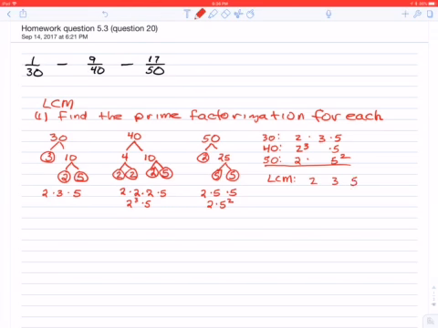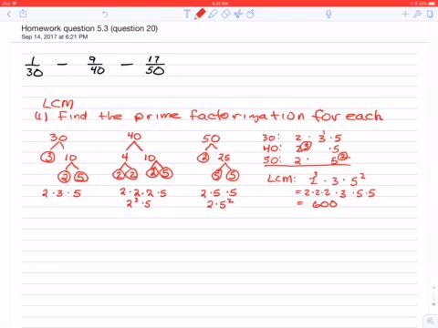Now, if any of these factors have exponents, I'm going to use the largest one. So for the 2's, the largest exponent is a 3. For the 3, since there is no exponent, it's just a 1. For the 5's, the largest exponent is 2. And then I'm going to multiply. So I have 2 to the third times 3 times 5 squared, or 2 times 2 times 2 times 3 times 5 times 5, which gives me a least common multiple of 600.